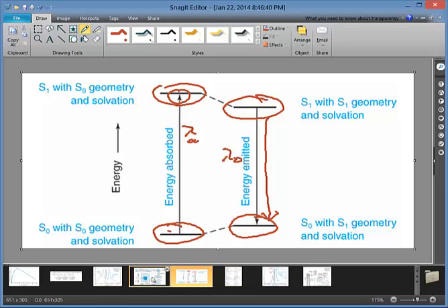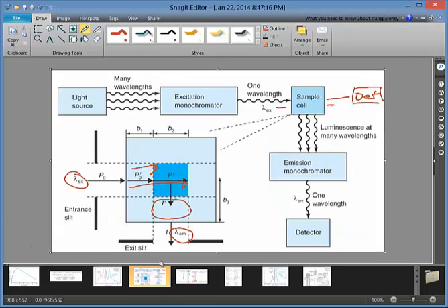Okay, so let's go back and take a look at our spectrometer setup here. We said that we're shining light onto our sample and then looking at the light that comes off at different wavelengths at a 90-degree angle in this case. That means the excitation light has to travel through some part of our sample that essentially wastes some energy.